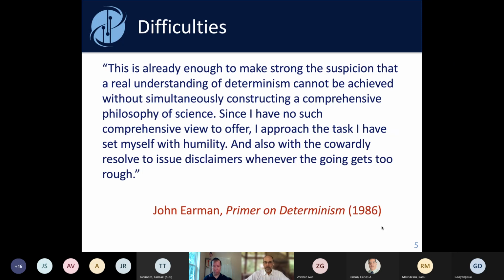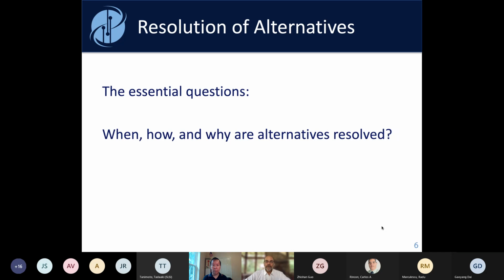or philosophical perspective. So there's this wonderful book by John Earman, A Primer on Determinism, that looks at the problem from many different angles. And right in the preface, Earman gives up and says, this is already enough to make a strong suspicion that a real understanding of determinism cannot be achieved without simultaneously constructing a comprehensive philosophy of science. And then he says, I don't have such a philosophy, and so I have to approach this with humility and cowardice. So this notion from this philosophical side is rather difficult.